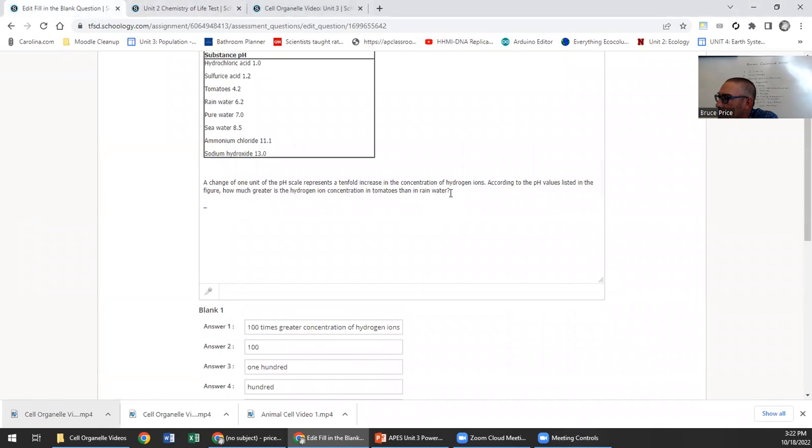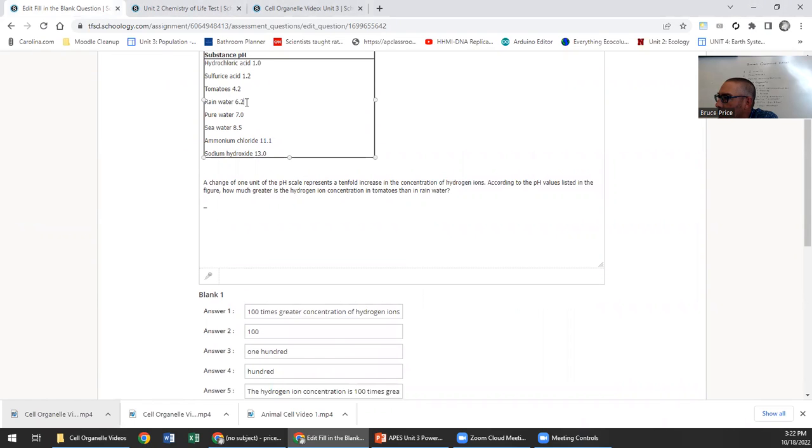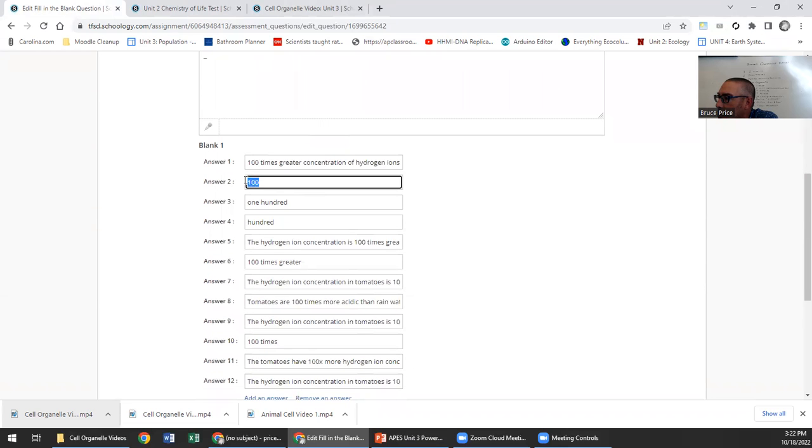And so this question is about basically how much different is rainwater from tomatoes. And so you would see two, but actually it's a 10-fold increase. And so it's actually 100 times greater. And so you'll see my answer here is 100. And so what I would do in Moodle in previous years is I would put asterisks around 100. And what that would do is any one of these answers like this one, it would have graded it and marked it right because it's just looking for anywhere where a student typed in the number 100.